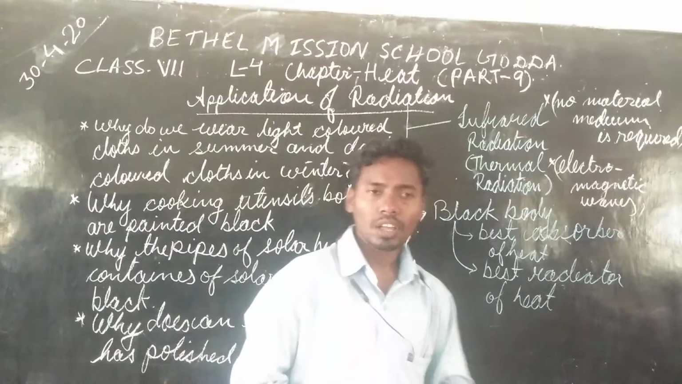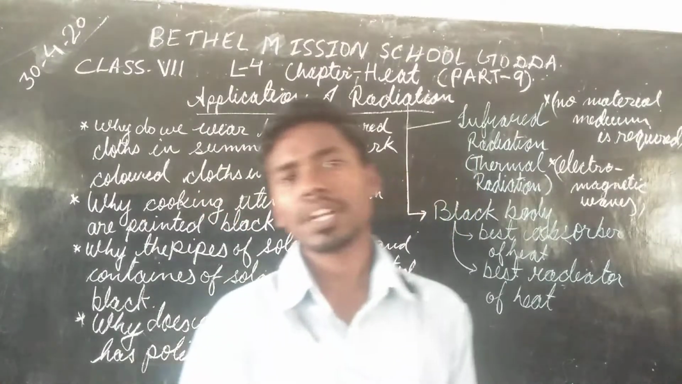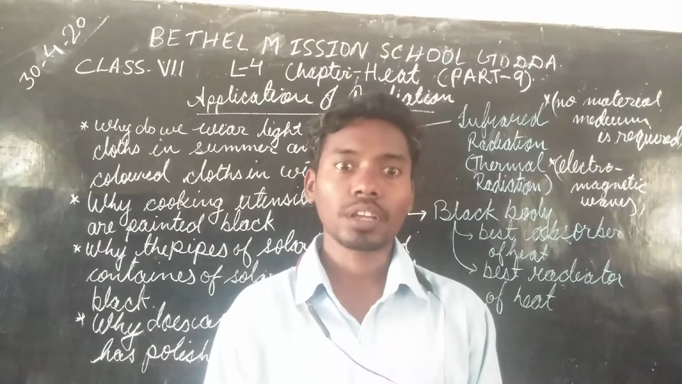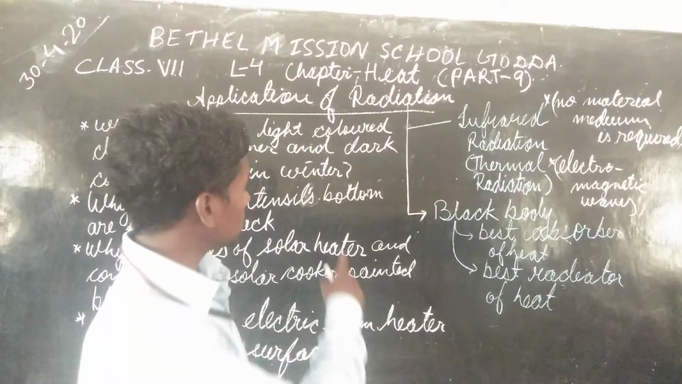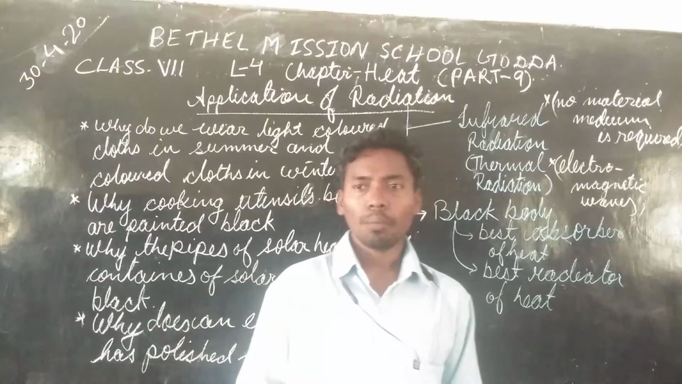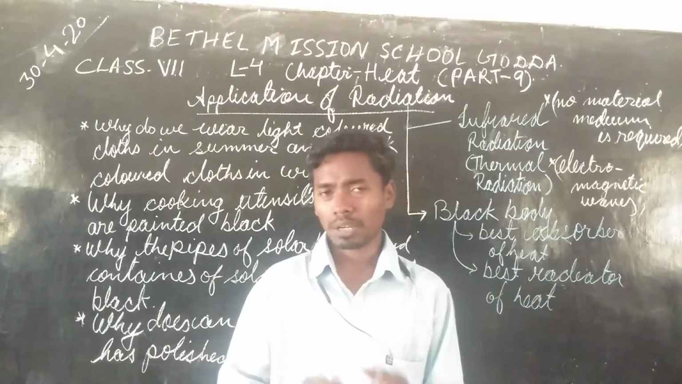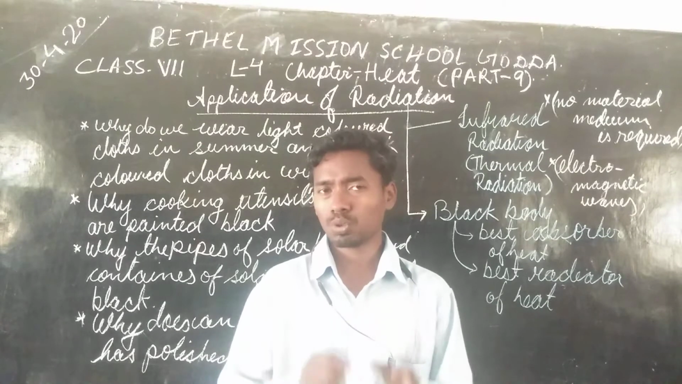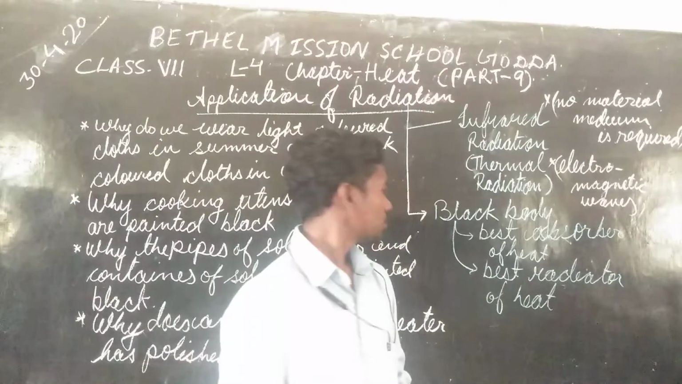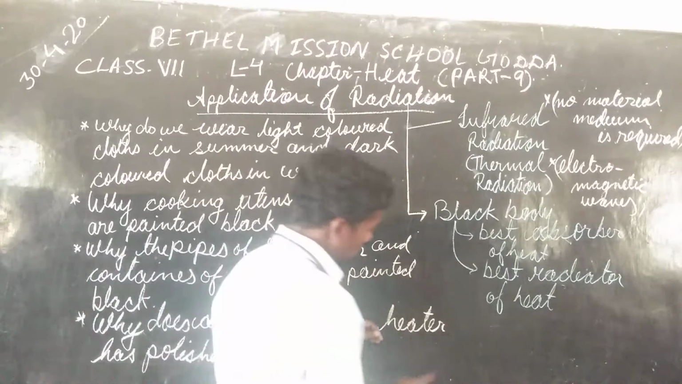Now we have a concept in radiation, and that concept is about the black body. You see this blackboard, same black body. So what is a black body? A black body is not a substance which is black in color. There is no color like black. A black body is such a type of body.